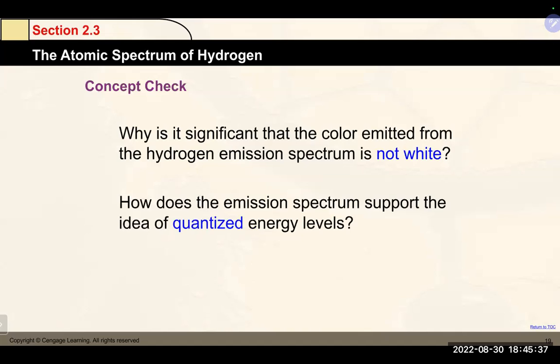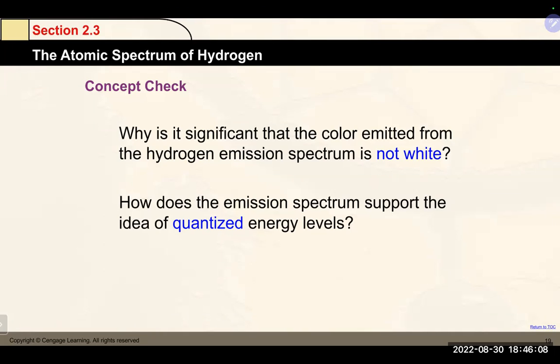So why is it significant that the color emitted from the hydrogen emission atoms is not white? Again, that indicates, as we've been talking about, the quantized version of energy. If it was really a continuous spectrum, we would kind of see everything happening at once. And obviously, how does the emission spectrum support the idea of quantized energy levels, having those distinct light lines come off at specific wavelengths?